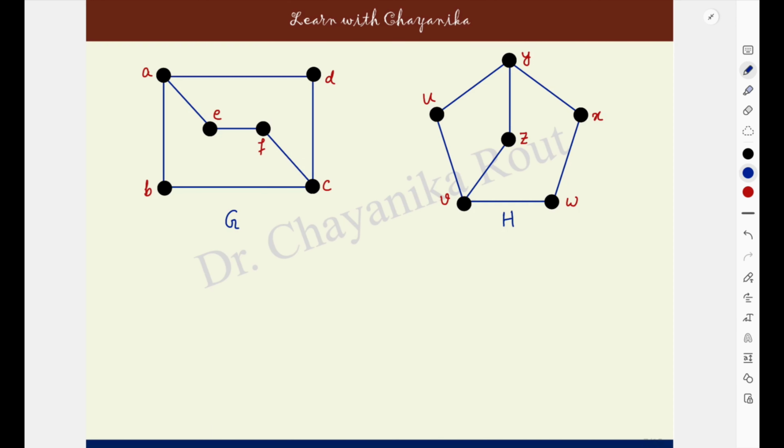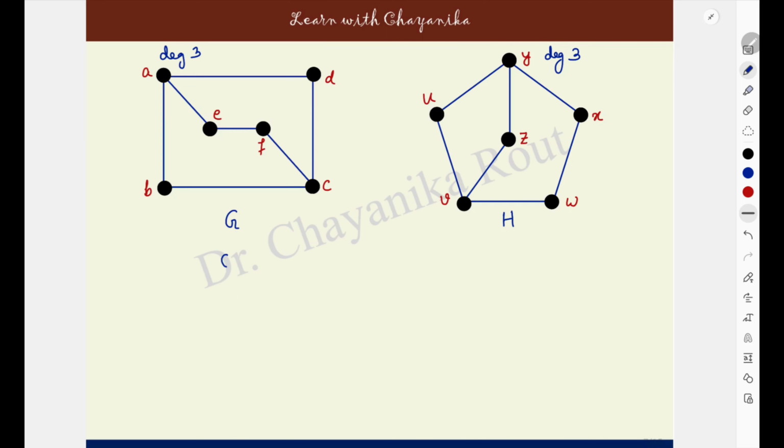Okay. Now what I am trying to do is redraw G in the form of H. So I can see in place of Y, if I want to put a vertex in the graph G, I have to put a vertex which is of degree 3, because Y is of degree 3. Okay. So in the graph G, I can see A is a vertex which is of degree 3.